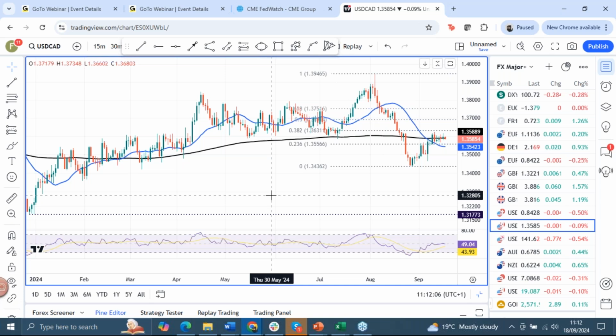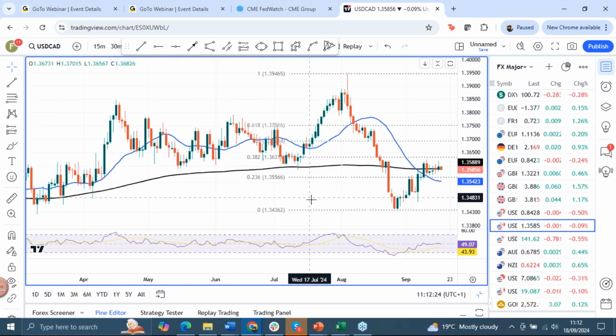And markets still price in a bigger probability of a 25 basis point cut, but the probability of a bigger 50 basis point cut rose to just under 50% for the next meeting by the Bank of Canada.